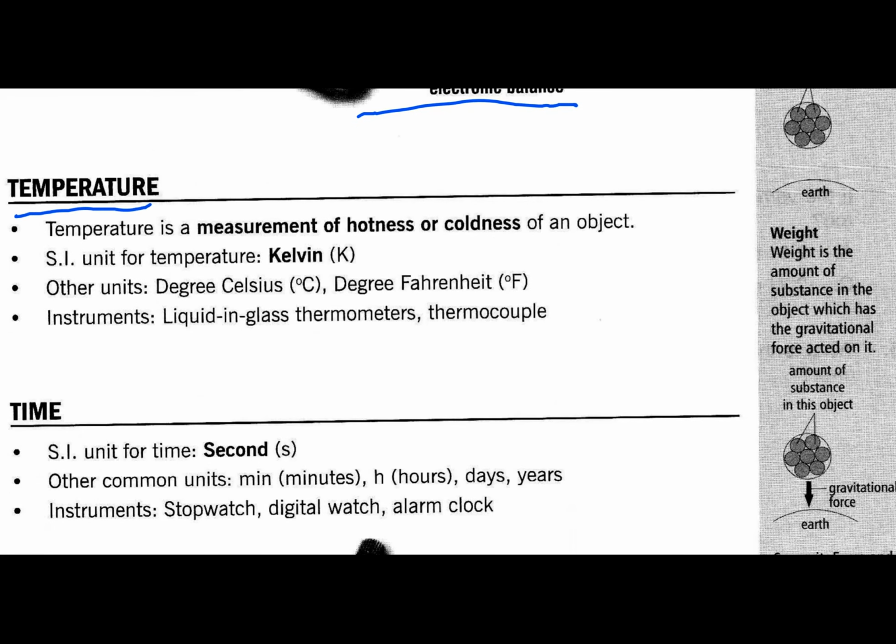Temperature measurement. Temperature is a degree of hotness or coldness, and the SI unit is Kelvin. Other units are the degree Celsius or the degree Fahrenheit used by the Americans. Instruments include the thermocouple and the liquid in glass thermometer, which is hardly ever used anymore.